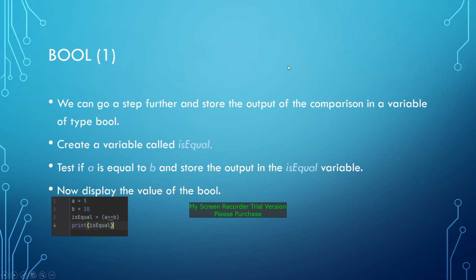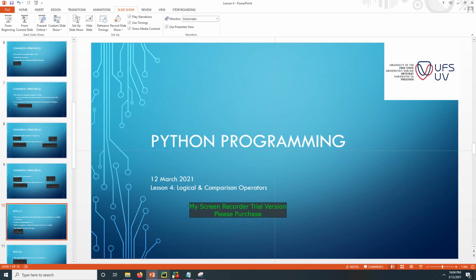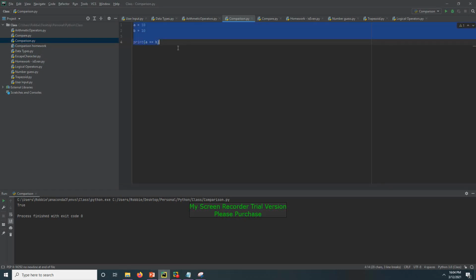Right. A bit more about bools. We can now even go a step further. We can store the output of the comparison in a variable of type bool. So first off, we create a variable, and we can call that variable is equal. I will be creating this one with you. Let's call it is equal. Now we can assign is equal a value. For this bool variable, we can store either true or false.